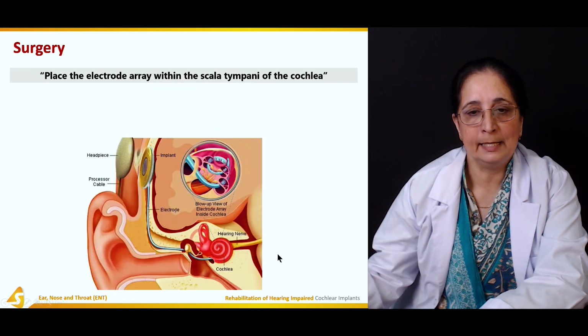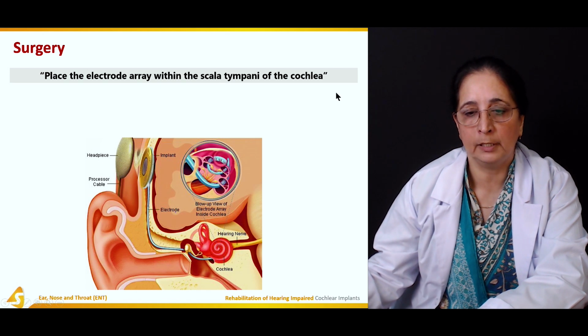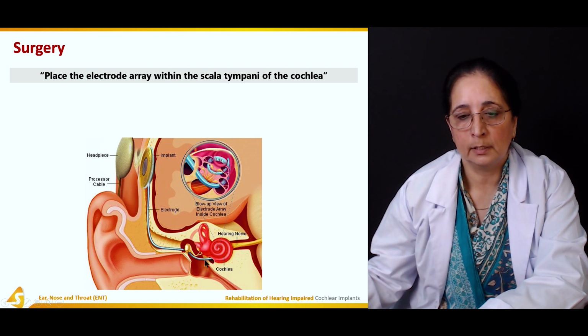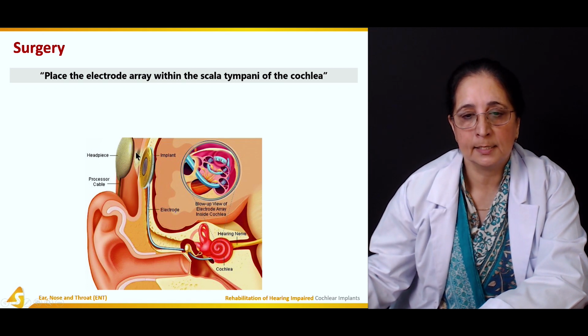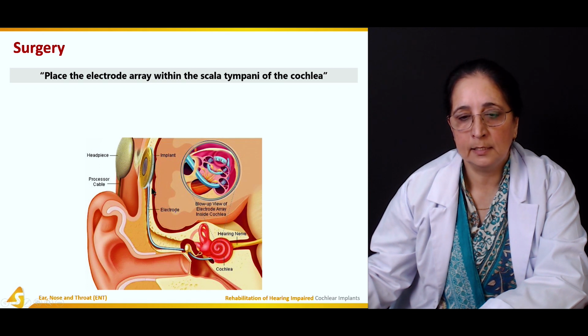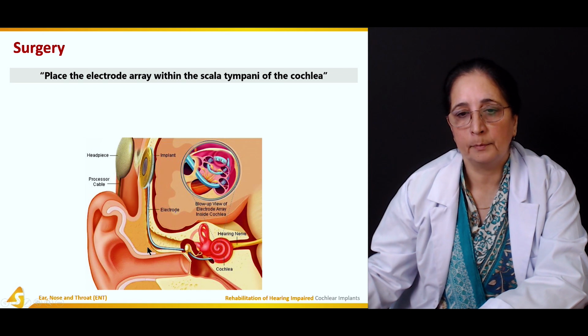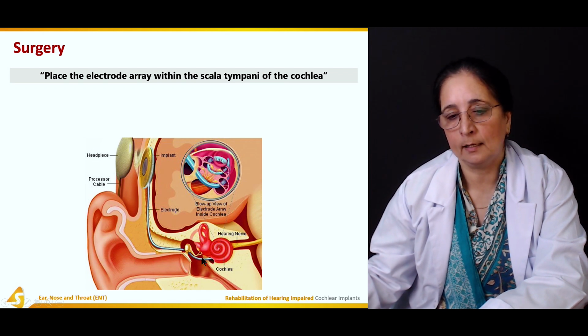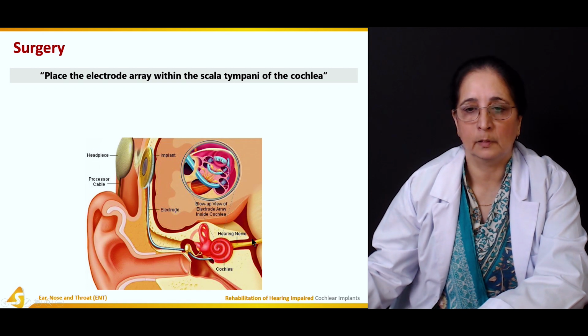Surgery: place the electrode array within the scala tympani of the cochlea. So here we have the implant, headphones, implant, these are the electrodes, and the electrode array is placed in the scala tympani of the cochlea. Here these electrodes come down into the scala tympani.